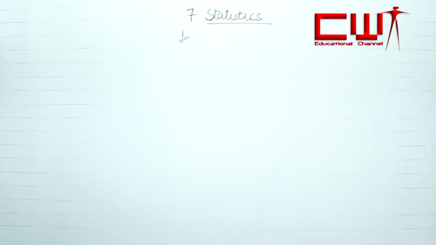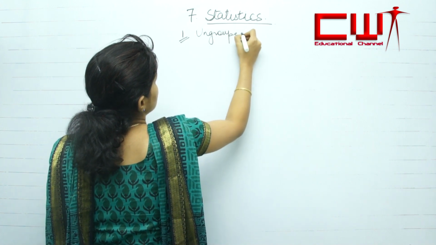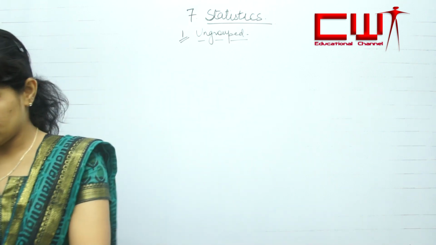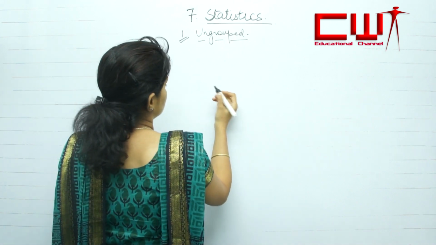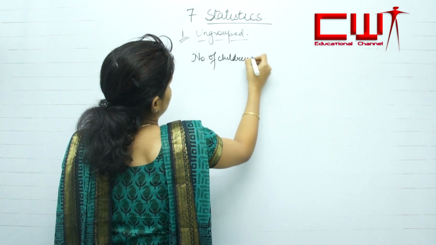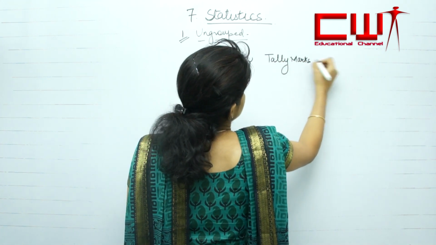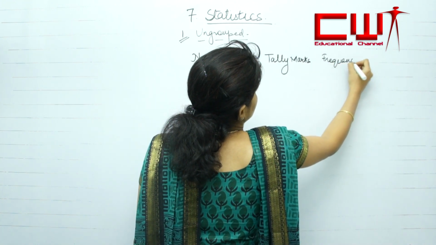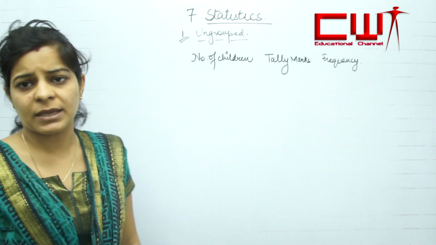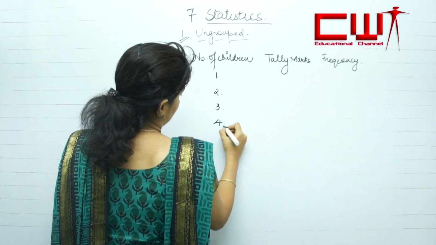So what you have is children. How do you prepare ungrouped? You know groups are there, and what are you doing? You are just writing the numbers individually. First you have the number of children, the next column is tally marks, and the next is frequency. First, see how many numbers are given to you, from 1 to 4. So you will have 1, 2, 3 and 4.